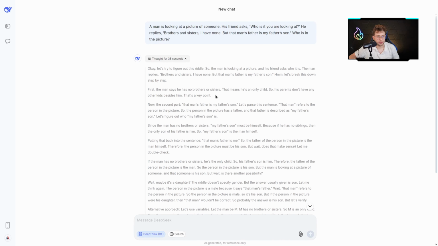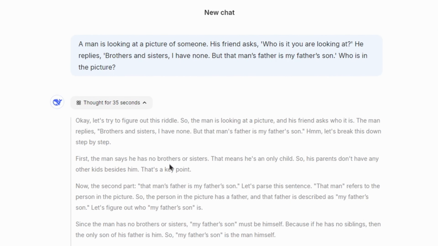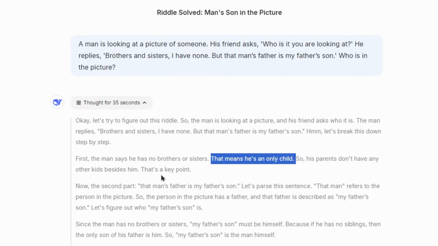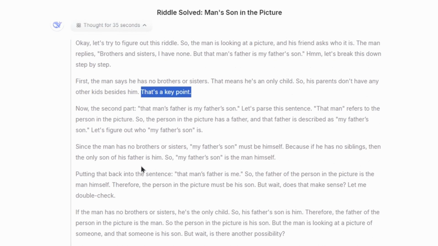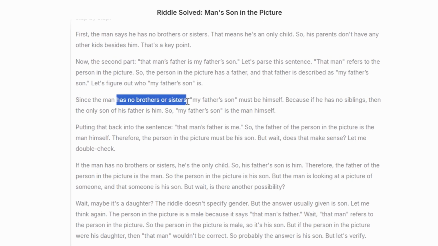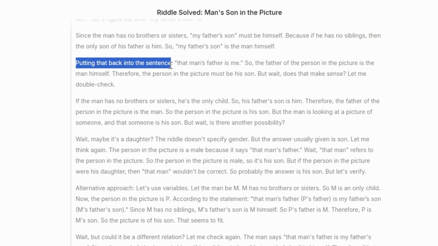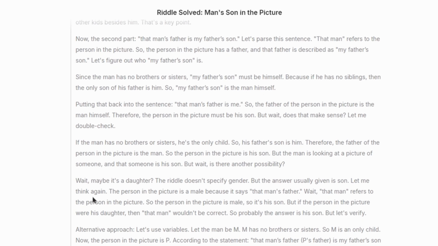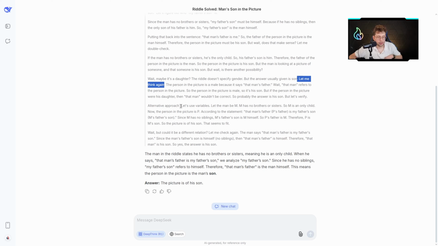Again, the thinking process is very structured. First, the man says he has no brothers or sisters. That means he's an only child. So his parents don't have any other kids besides him. That's a key point. Now the second part. Since the man has no brothers or sisters, putting that back into the sentence. And at the end, what do we have? Wait, maybe it's a daughter. The riddle doesn't specify gender, but the answer usually given is son. Let me think again. That's cool. Alternative approach. See how structured this thinking process is. It's taking everything into consideration.